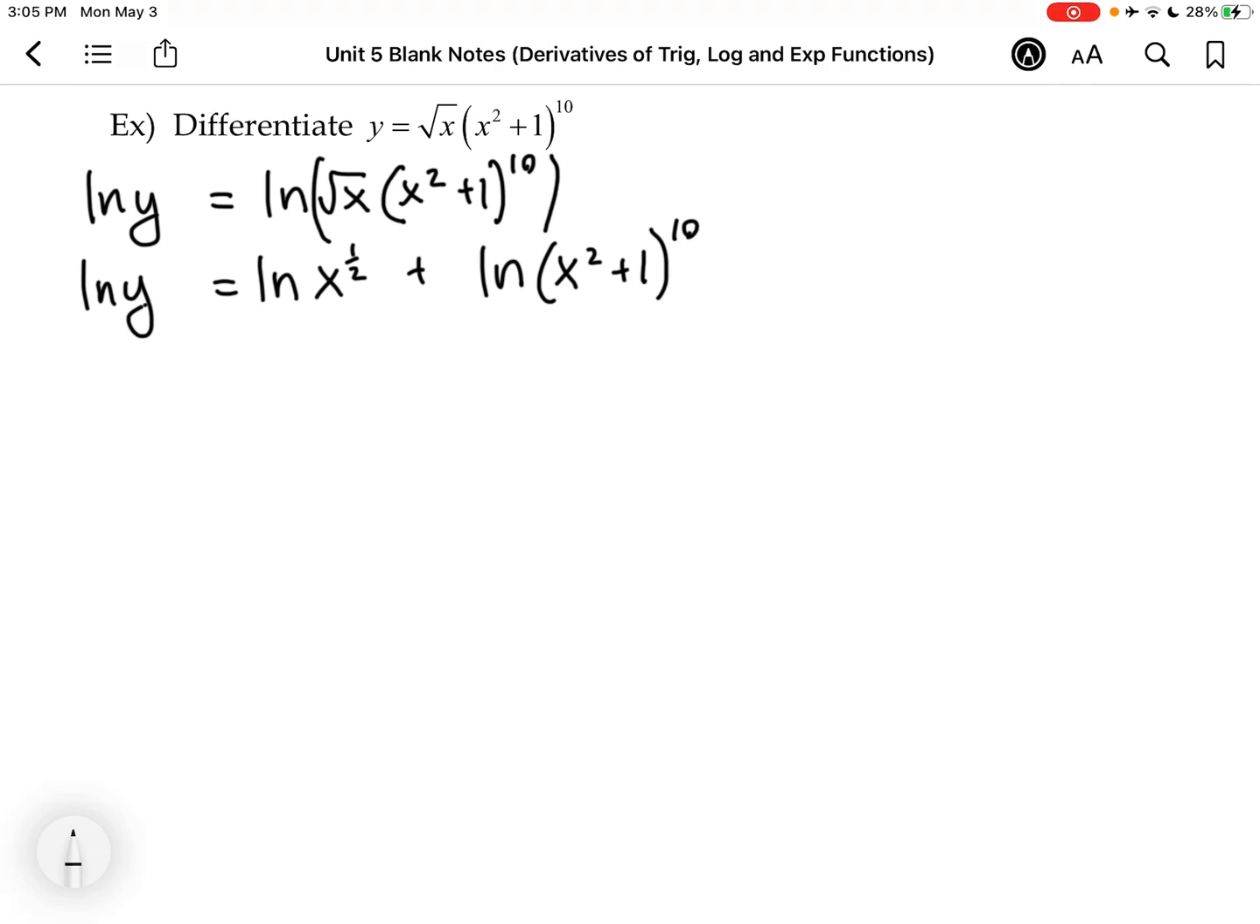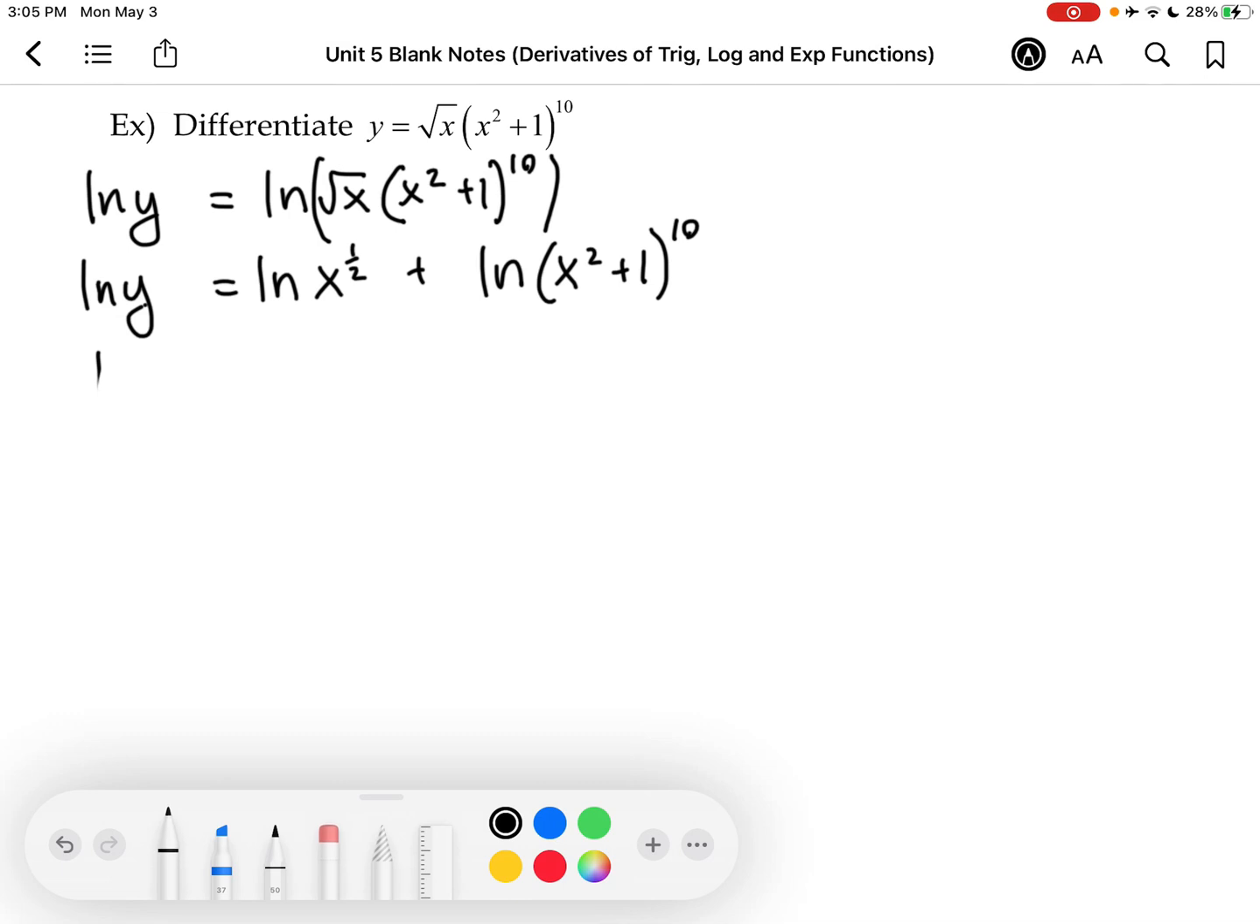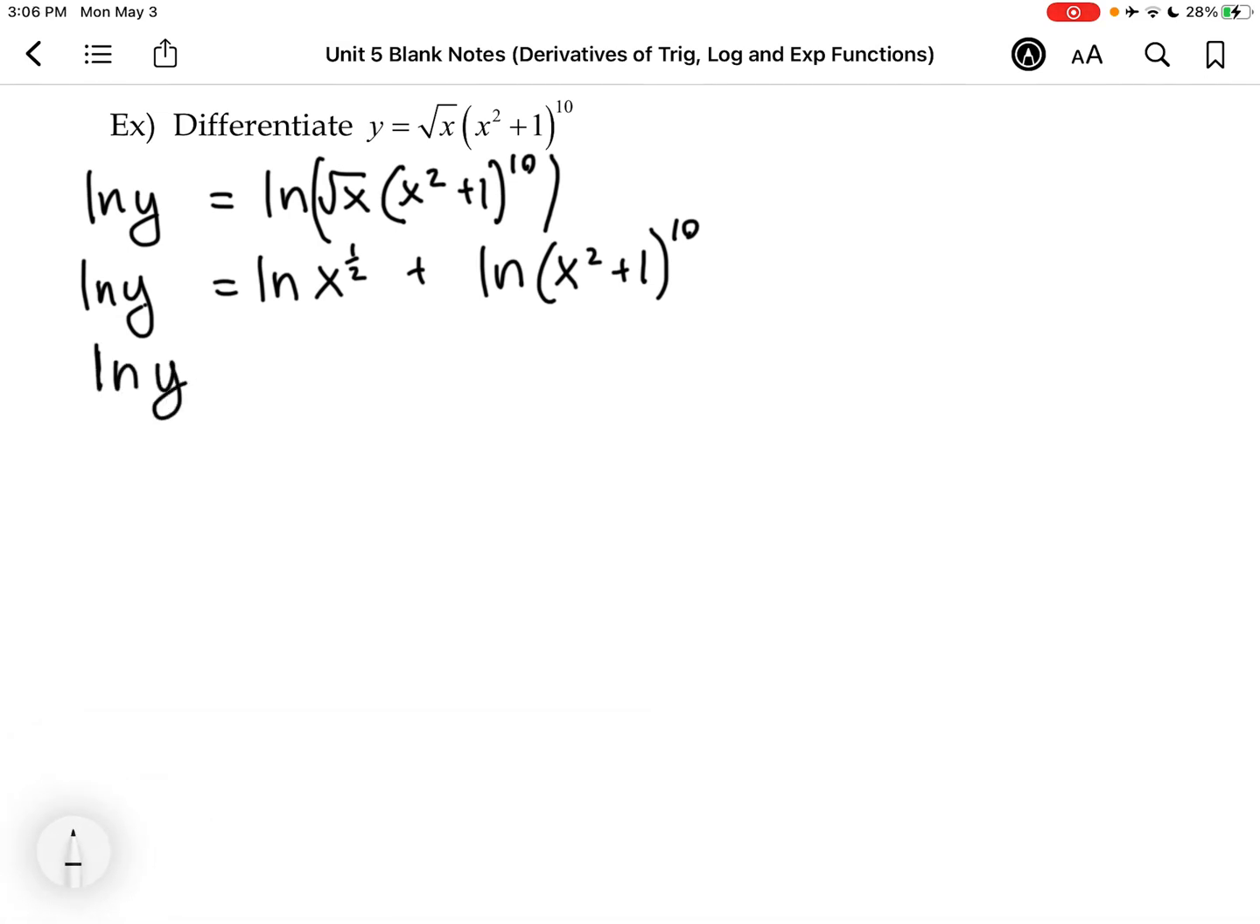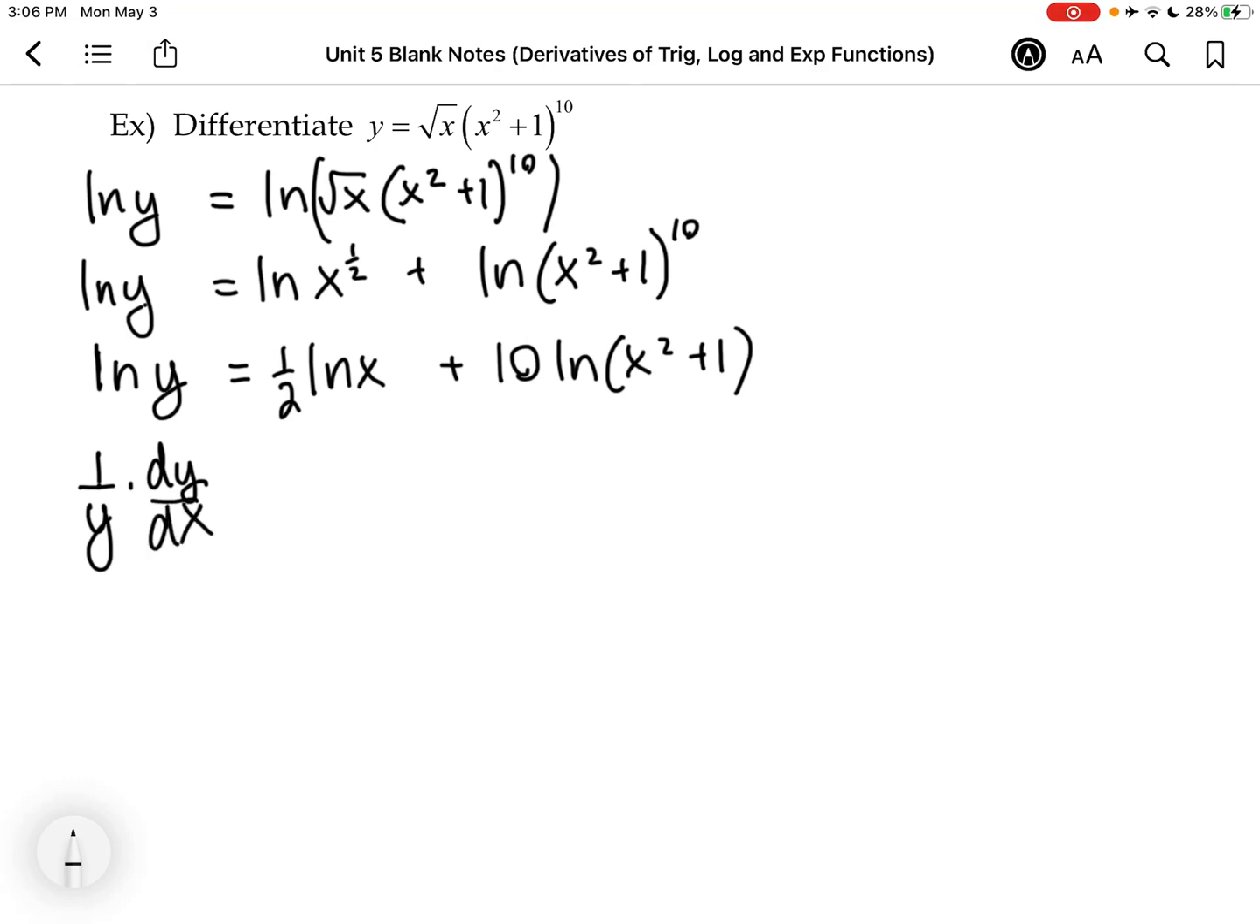And then just like the first question that we did, I'm going to bring the exponents in front of the logarithms. Ln y equals 1/2 ln x plus 10 ln x squared plus 1. Okay, and now I will differentiate both sides with respect to x. So on the left, this is going to be a bit of a refrain. We're going to have 1 over y dy dx.